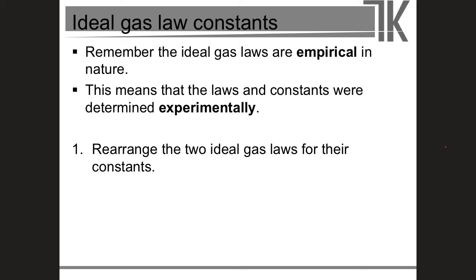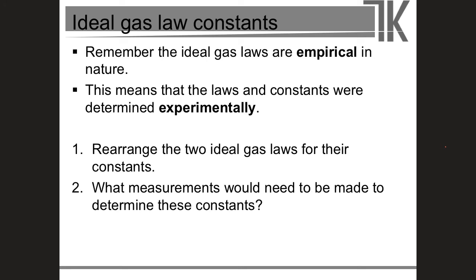So the first thing that you'll want to do is rearrange your ideal gas law for the constant, and then take a look at what measurements would need to be made in order to determine that constant from the equation that you have. And just to give you a hint, here are our two ideal gas laws. So we're trying to figure out what measurements we would need to make in order to determine R, and what measurements we would need to make in order to determine K. Pause the video now and give that a try.